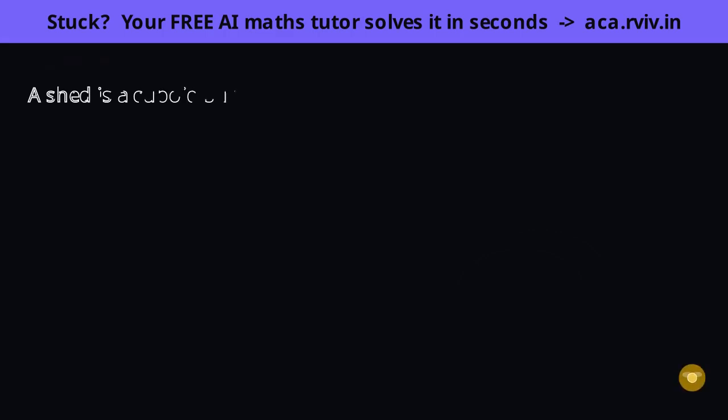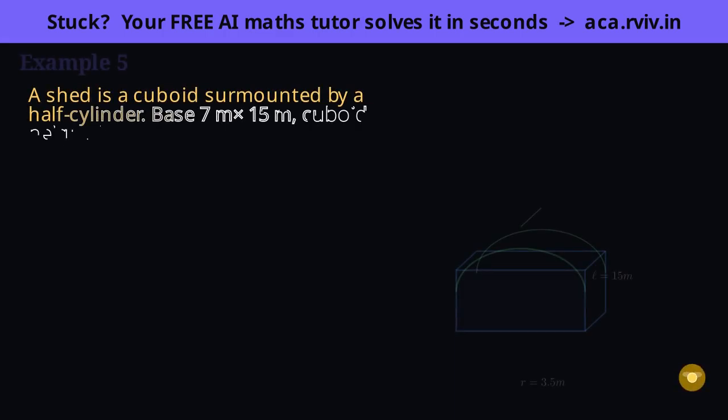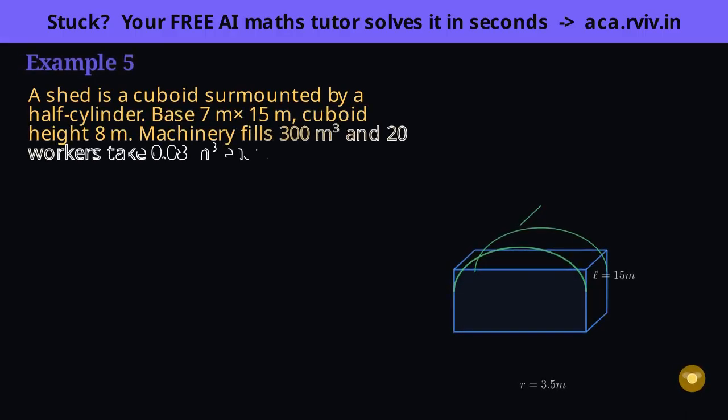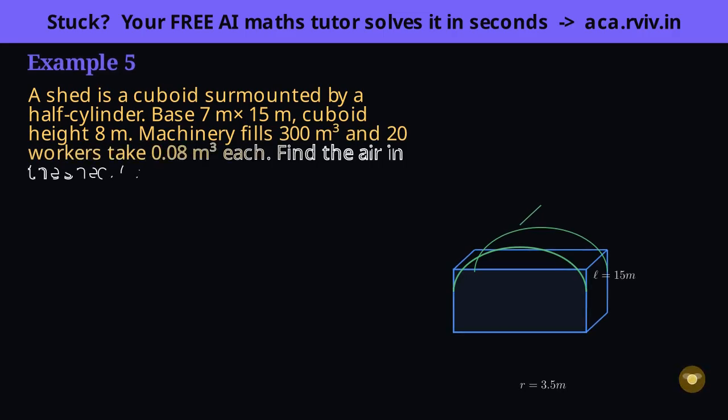Picture a barn, a box with a half-pipe roof laid on top. Unlike surfaces, volumes have no hidden phase subtlety, they simply add. Then whatever solid sits inside pushes air out. Here's a relief after all those surface problems. Volume of a combination is just the sum of the pieces, with no worry about hidden faces. The space inside two joined solids is simply the space of one plus the space of the other.